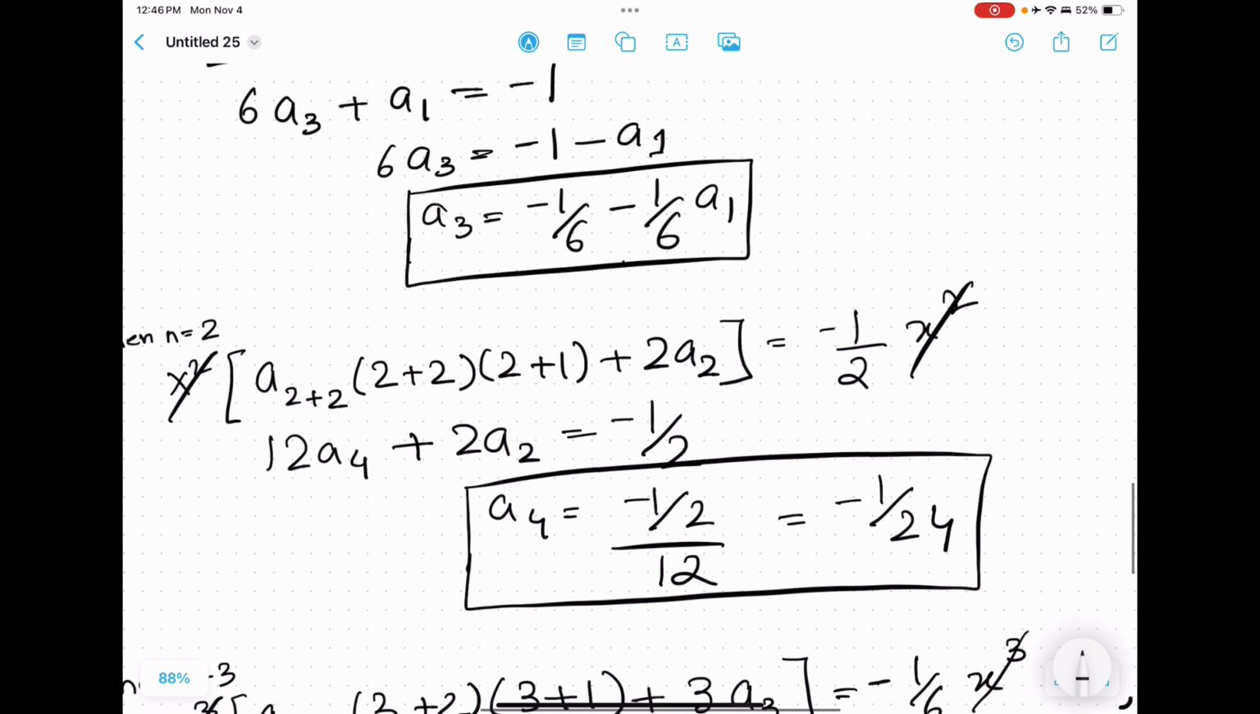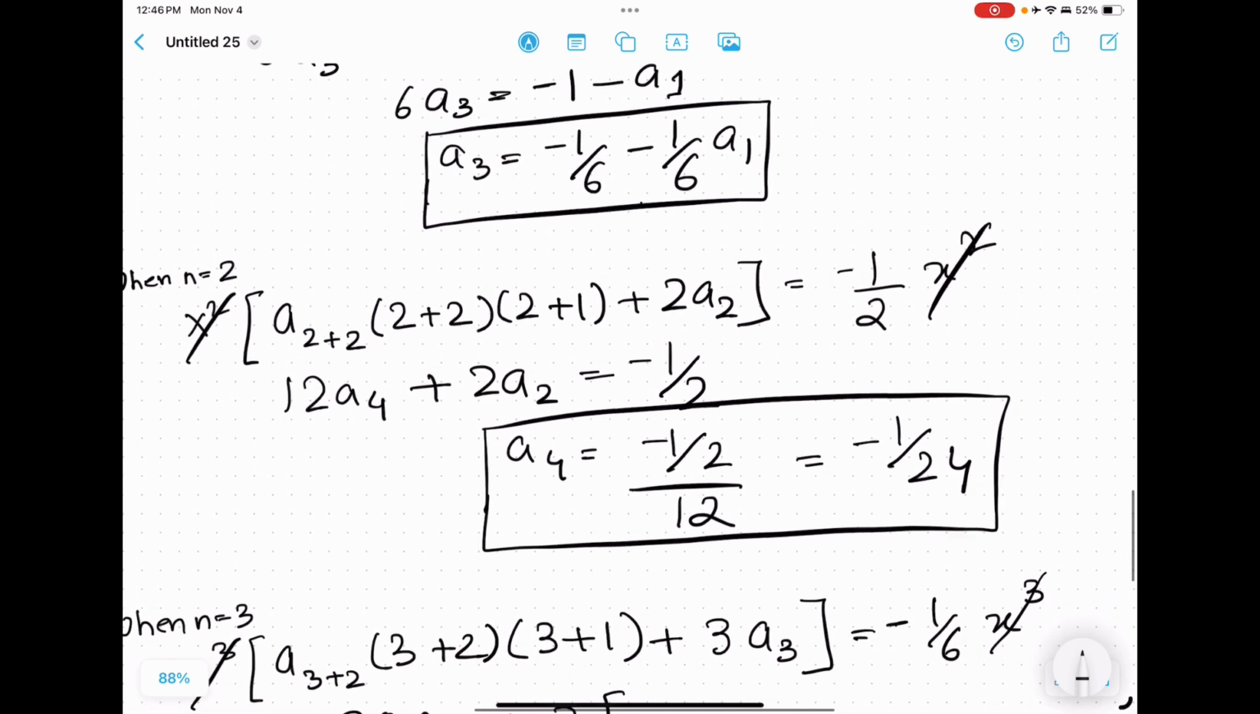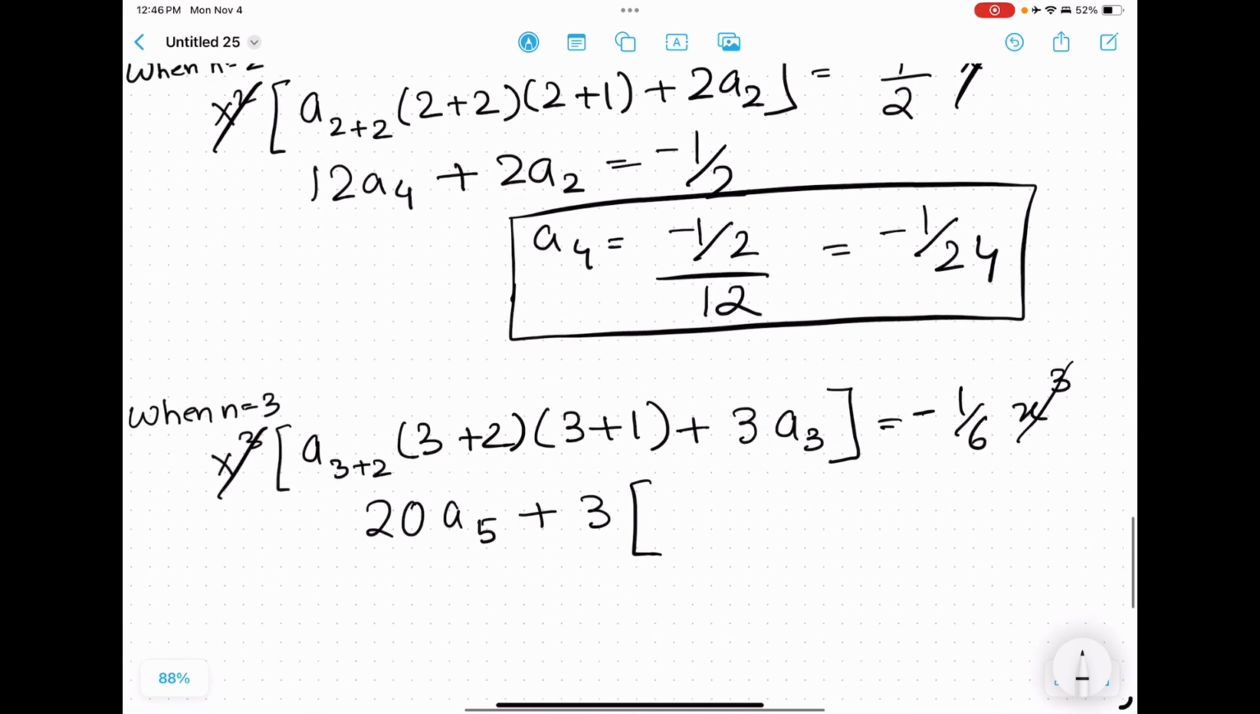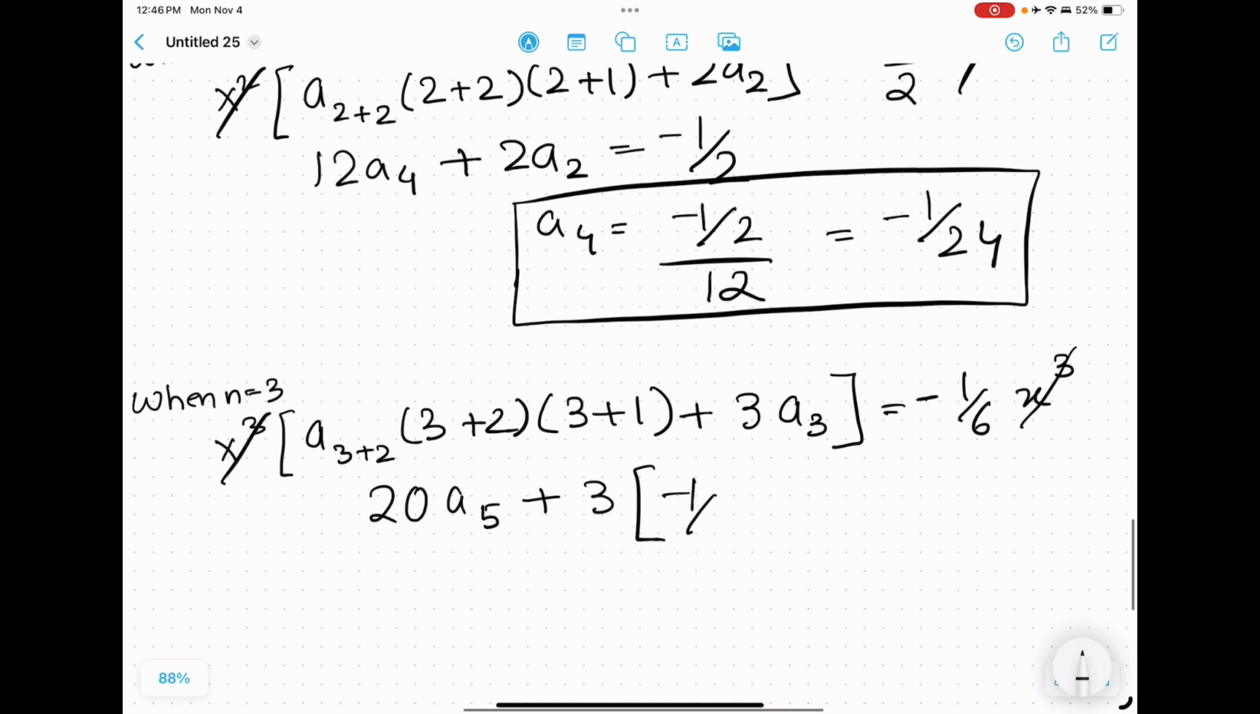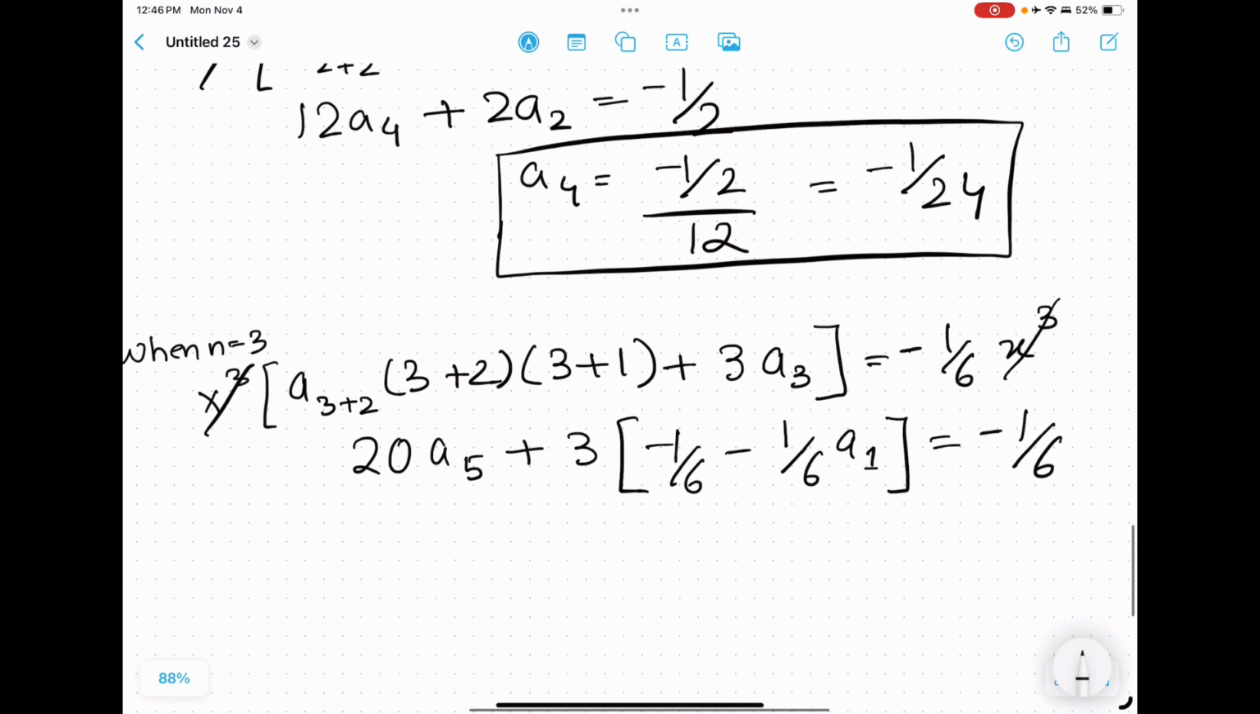And if I look, my a sub 3 is negative 1 by 6 minus 1 by 6 a sub 1. So just plugging in that value, I have negative 1 by 6 minus 1 by 6 a sub 1 equals negative 1 by 6. Now, simplifying them, I have 1 by 2, negative 1 by 2, and then negative 1 by 2 a sub 1 equals negative 1 by 6.